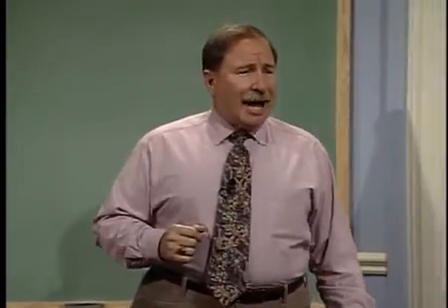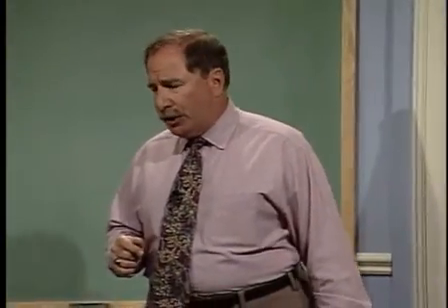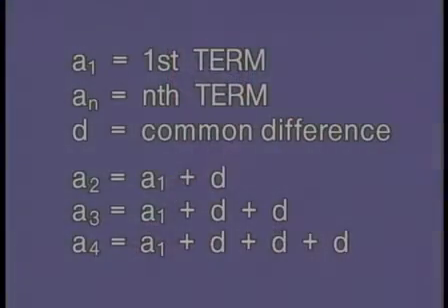Now let's take a look at some symbology for use in arithmetic sequences. And that's our next visual. It shows us that we use a to indicate the term. And each term a has a little number subscripted, that is, below it. It's called a subscript, an indexing number.